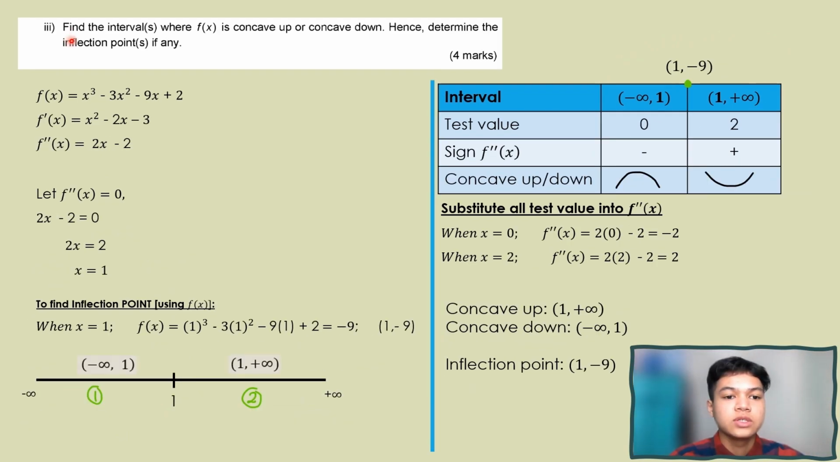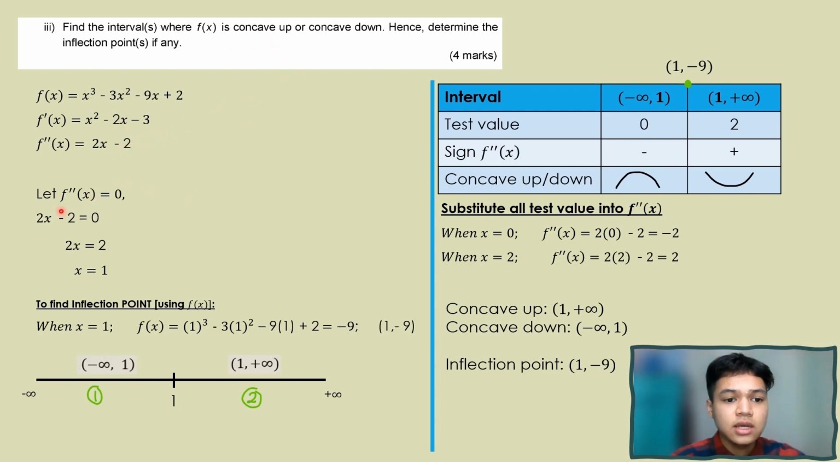Question Roman 3. Find the interval where f(x) is concave up or concave down. Hence, determine the inflection point if any. First, we differentiate this first equation and we will get f prime equal to x squared minus 2x minus 3. And then we differentiate again and we will get 2x minus 2. We differentiate 2 times to find the concave up and concave down.